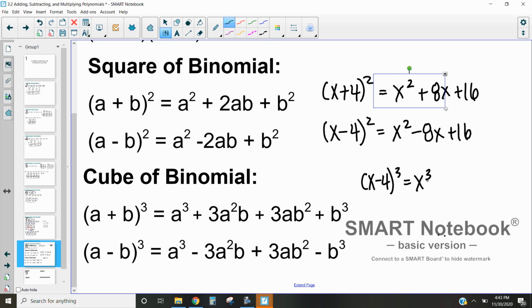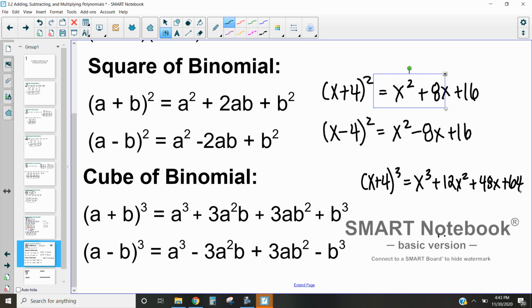Then we look at this next piece here. I've got plus 3 times a squared, which is x squared, times b, which is positive 4. So 3 times 4 is 12x squared. And then we get plus 3 times whatever our last term is, so 3 times 16, or 48x. And lastly, we get this b cubed, which is 4 cubed, which is plus 64.